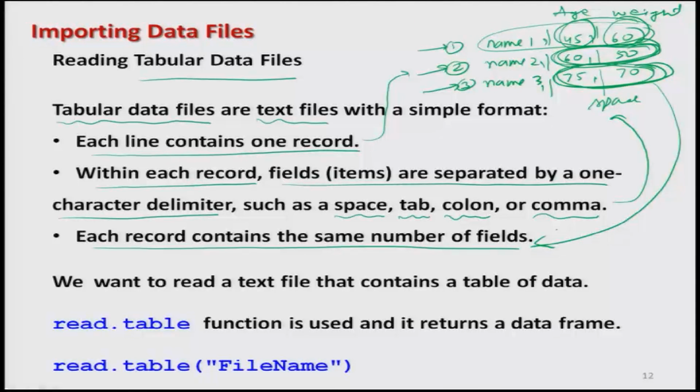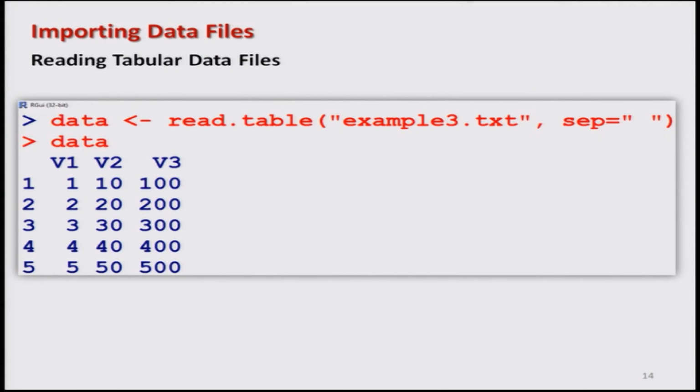So now in case you want to read such a txt file, then the syntax here is read.table. And inside this read.table, you can simply write down the name of the file inside the double quotes. For example, the file can be example1.txt. Right. So this is the screenshot of this operation.